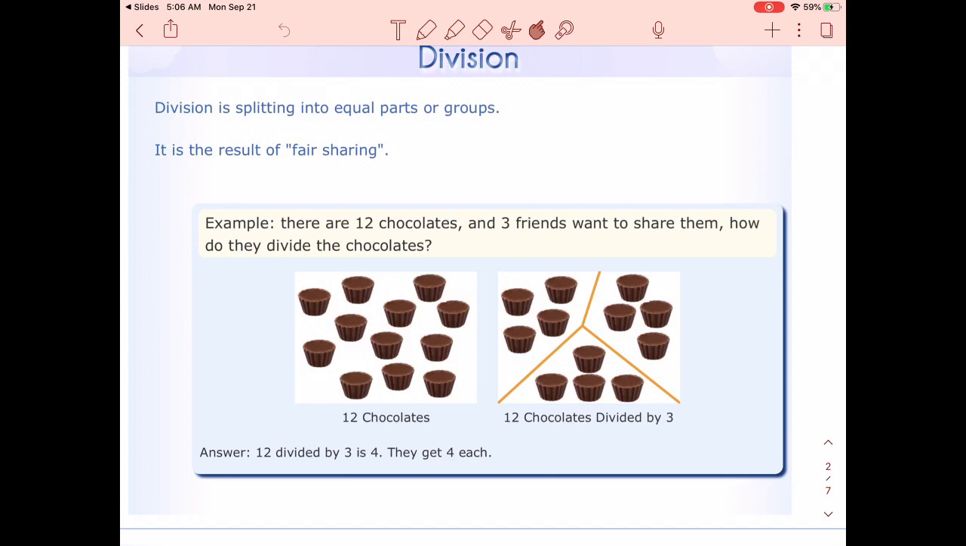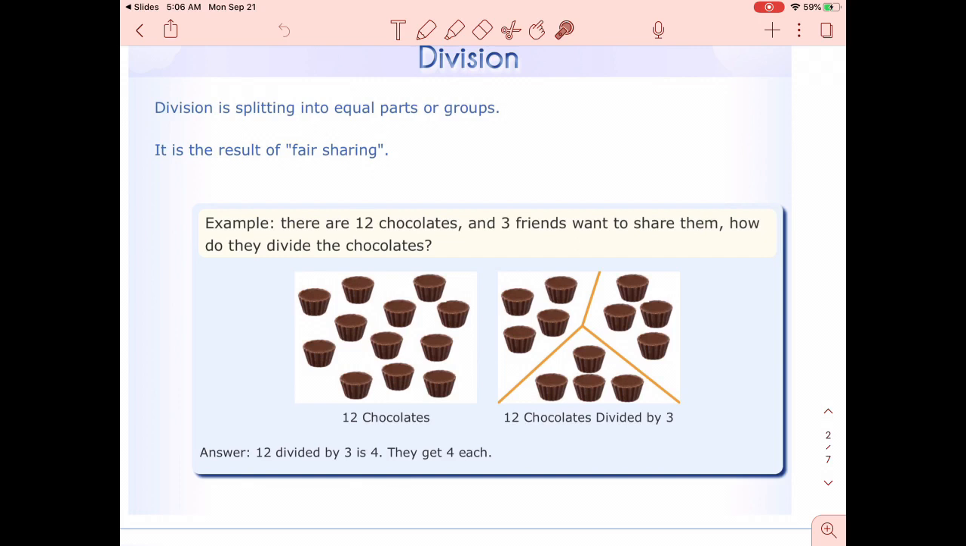Now, personally, it might be hard for me to share peanut butter cups, but if I had to share them with a few friends, this is how it might look. Imagine there are 12 chocolates. 1, 2, 3, 4, 5, 6, 7, 8, 9, 10, 11, 12 chocolates.